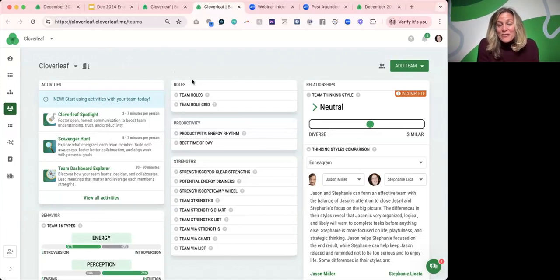I've gotten feedback from one team that it was one of the highlights of their year practicing this inside of their team using Cloverleaf. So thank you guys so much. Thank you, Stephanie, for giving me a moment to talk about that. I'm really excited to see this bring more life, more connection to teams that are inside of Cloverleaf.